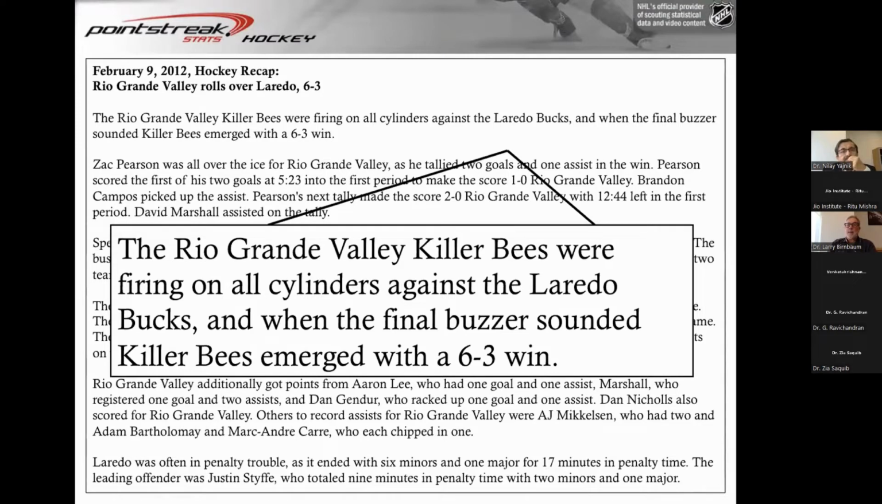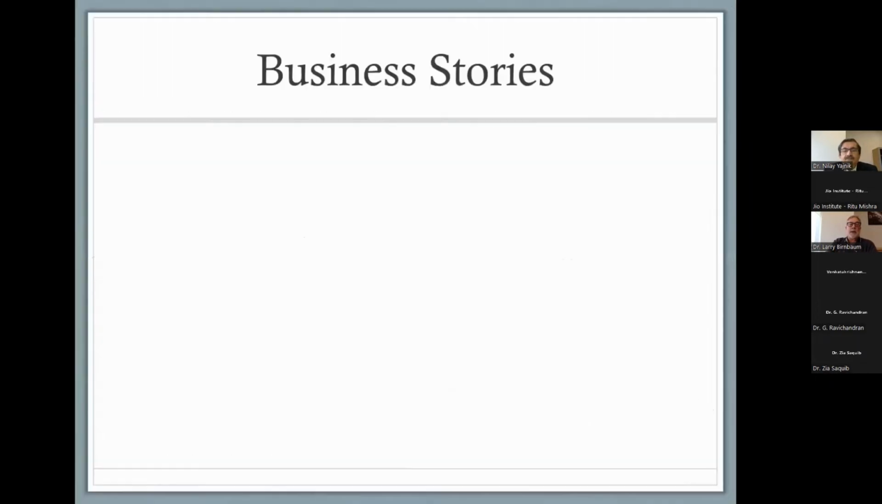And I think I hope you can see that for many people, this is really the right way to convey the information, as opposed to the chart that I showed you previously of all the data that this story is presenting and summarizing and making meaningful.